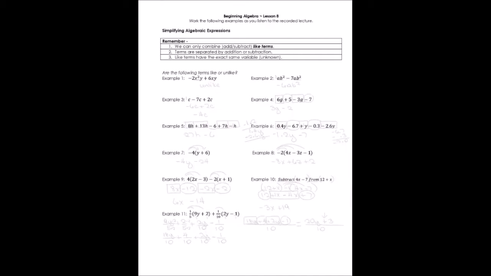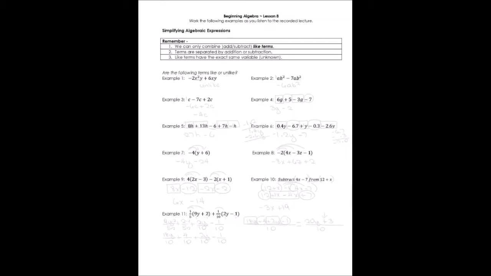Let's do some simplifying of algebraic equations for Lesson 8. And remember, we can only combine, which means we can only add and subtract like terms. Terms are separated by addition and subtraction, and like terms have the exact same identical variable. In other words, the unknown is the same.